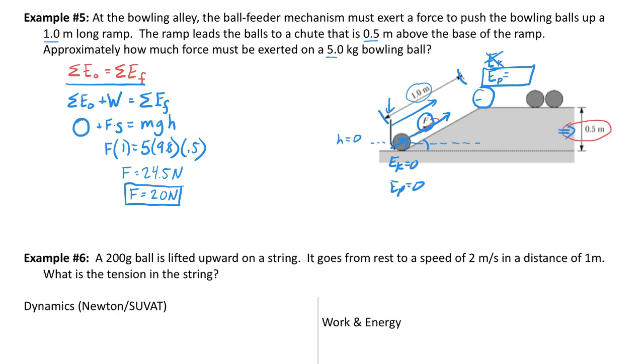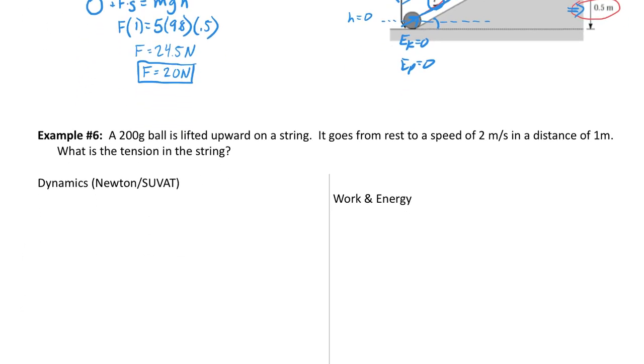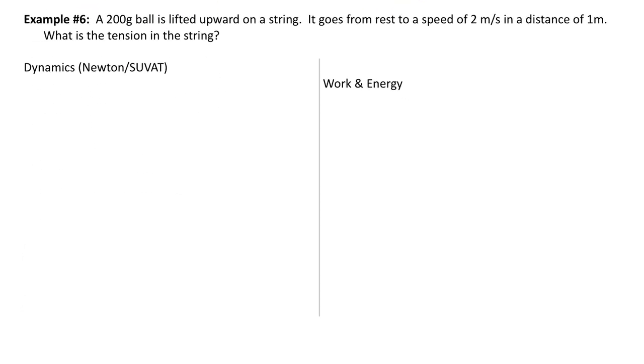You probably could have done something with kinematics and going up the ramp, and you might have been able to do something with that, but we didn't. So here, let's go ahead. This time I'm going to ask you to do both. We have a 200-gram ball that is lifted upward on a string. It goes from rest to a speed of 2 meters per second over a distance of 1 meter. What is the tension in the string?